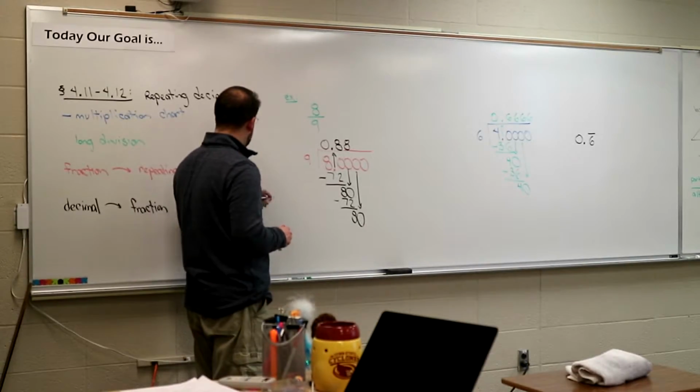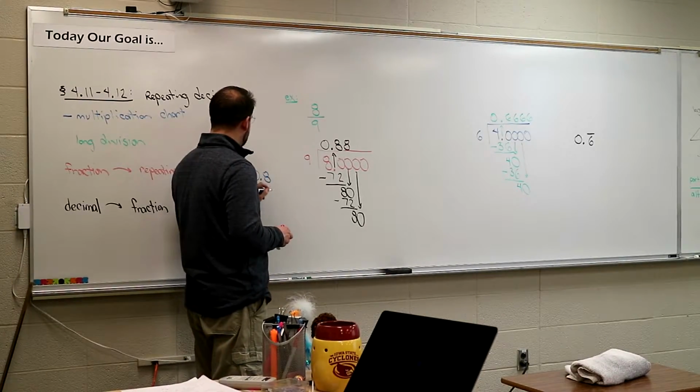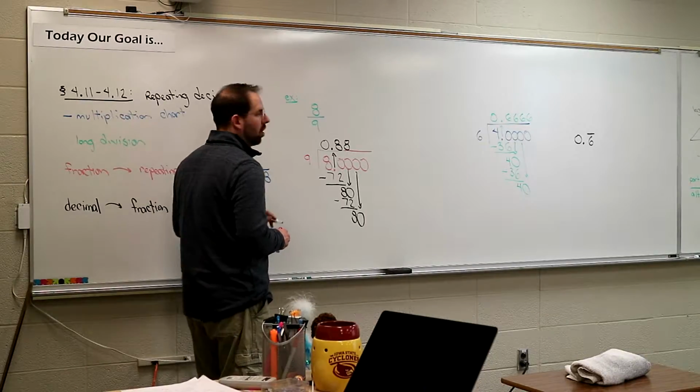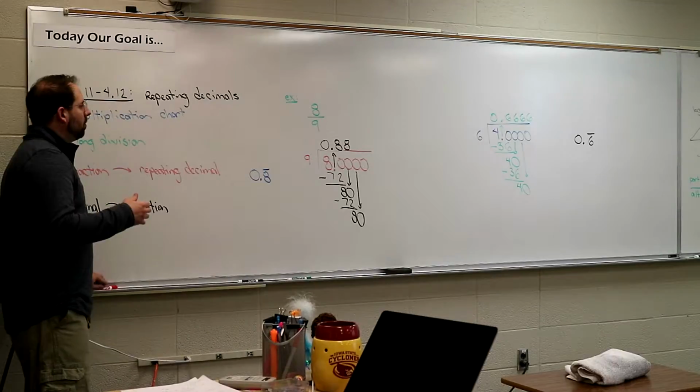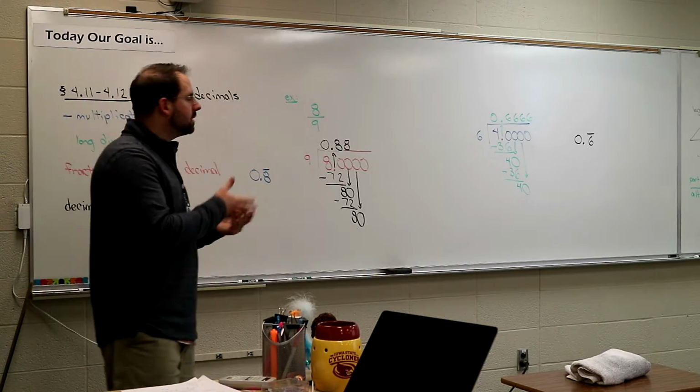0.8. 0.8, and what do we put above it? That one line, that little bar. The bar means it's repeating. Okay, that's long division, right? That's doing it by hand, seeing numbers that repeat.